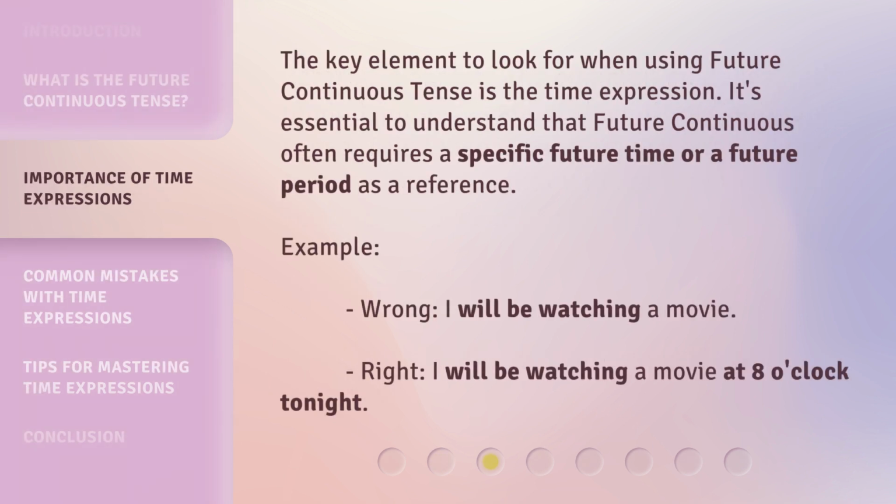The key element to look for when using future continuous tense is the time expression. It's essential to understand that future continuous often requires a specific future time or a future period as a reference. Example: wrong, I will be watching a movie. Right, I will be watching a movie at 8 o'clock tonight.